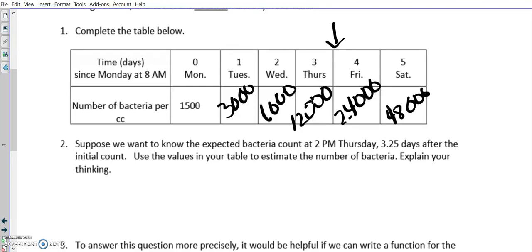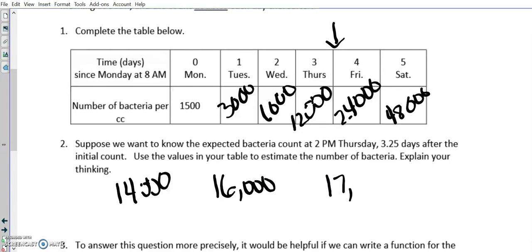So I don't know, we could say 14,000 would be a good guess. 16,000. I don't know, 17,000. Something around there. So let's go ahead and hold those thoughts and see if we can figure out how to actually plug that in, if we can create an equation from this information that we're given about the bacteria.